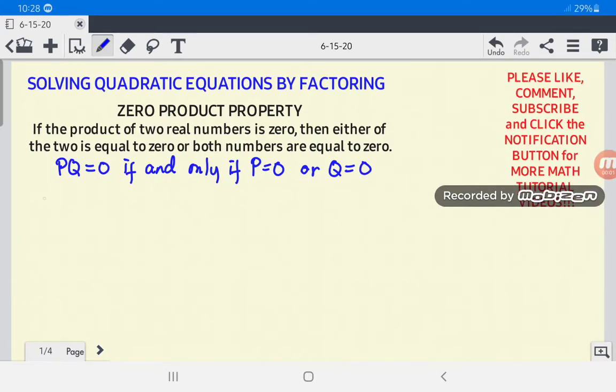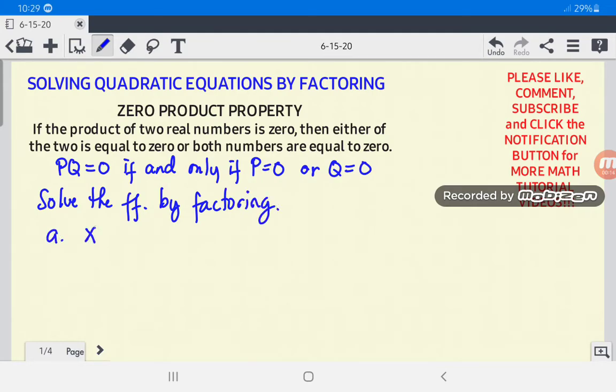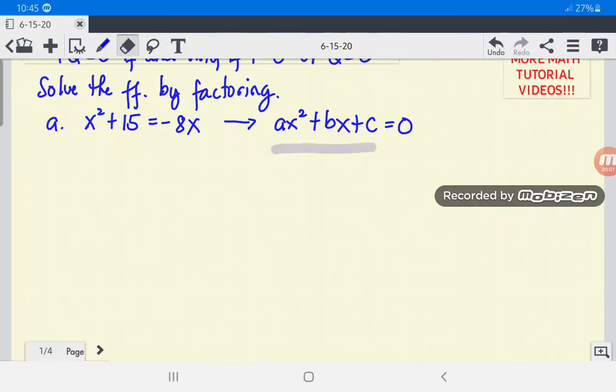Let us have an example. Let us solve the following quadratic equations by factoring. Let's say letter A. We have x squared plus 15 equals negative 8x. So, first step is you have to transform the equation into standard form, ax squared plus bx plus c equals 0. So, notice that all terms are on the left side of the equation and equated to 0.